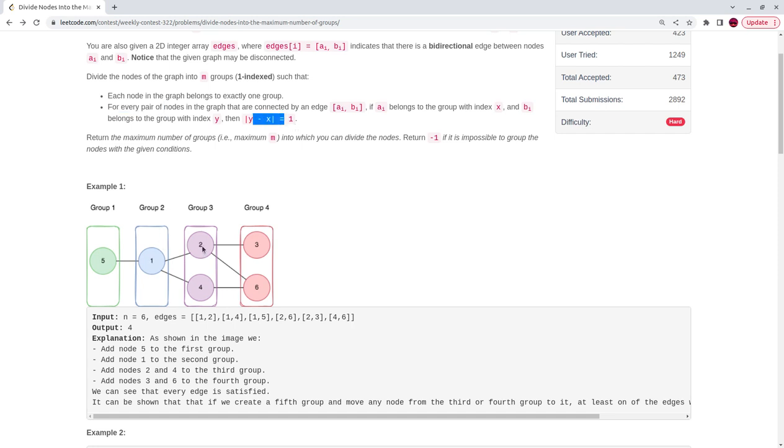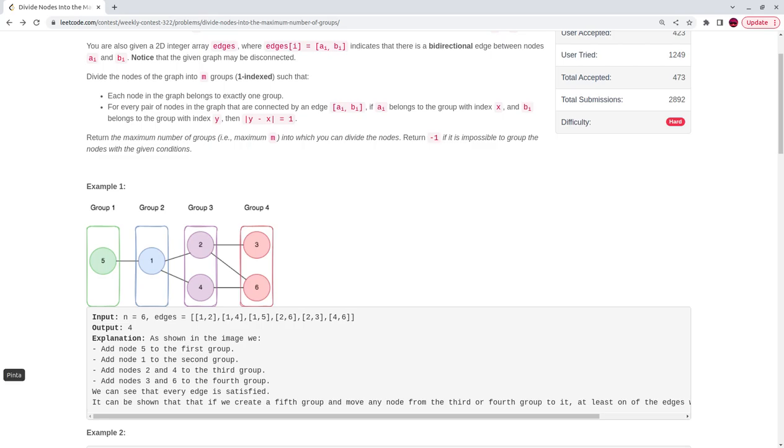For example, node 1 and node 2 are connected by this edge. Node 1 is part of group 2. Node 2 is part of group 3. 3 minus 2 equals 1. So this condition holds. We need to return the maximum number of groups into which you can divide the nodes. Return -1 if it's impossible to group the nodes with the given conditions.